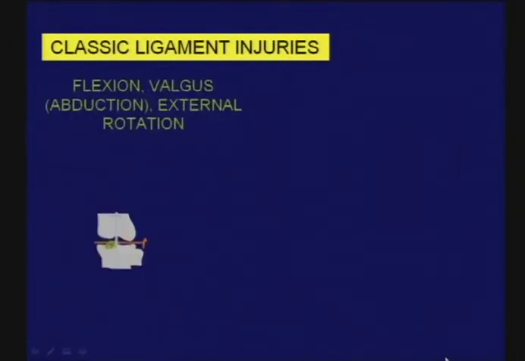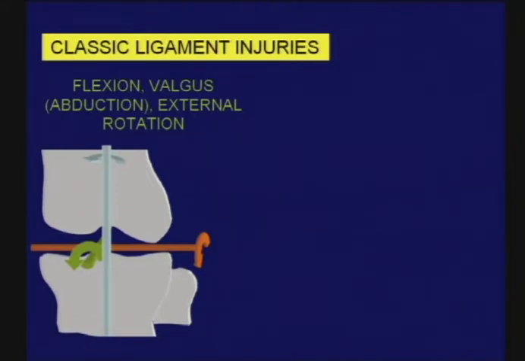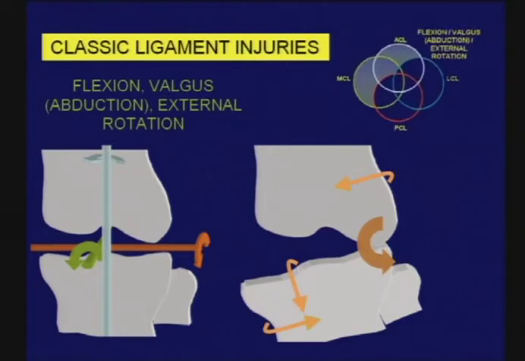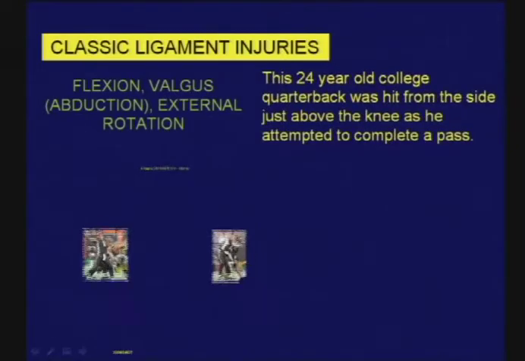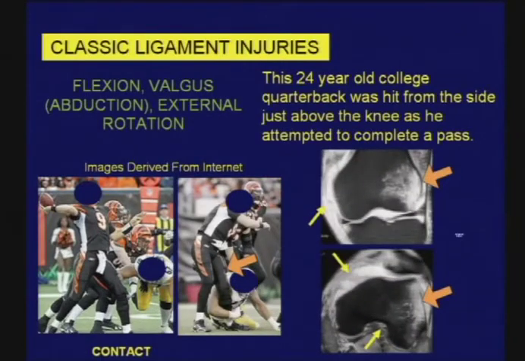And finally, the last one, flexion, valgus, and external rotation. This is common in the knee, particularly with an external force, but sometimes without an external force. What we see injured here will relate to tensile abnormalities in the central and medial aspect of the knee, typically injury to the anterior cruciate ligament and to the medial supporting structures of the knee. And again, O'Donoghue's triad comes to mind. The example I show you, this 24-year-old college quarterback was hit from the side just above the knee as he attempted to complete a pass.